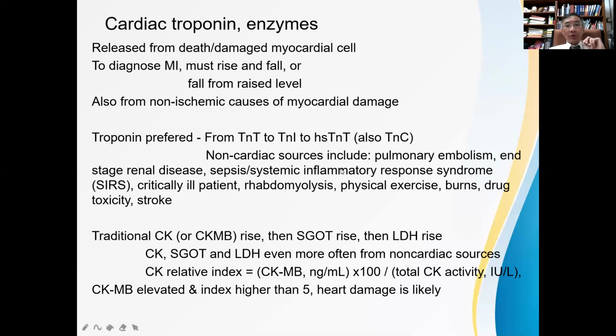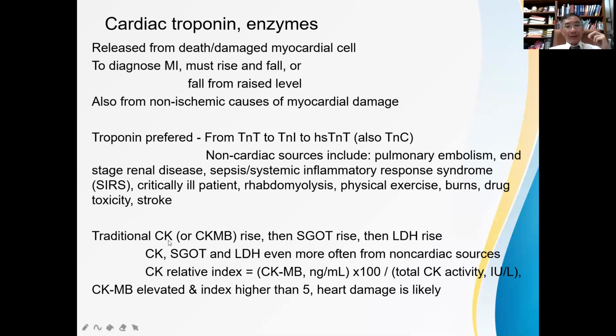Remember, there are many non-cardiac sources of elevated troponins, and these are some of the many conditions that can cause it. So you always have to remember the patient and the appropriate clinical condition whenever we do tests.